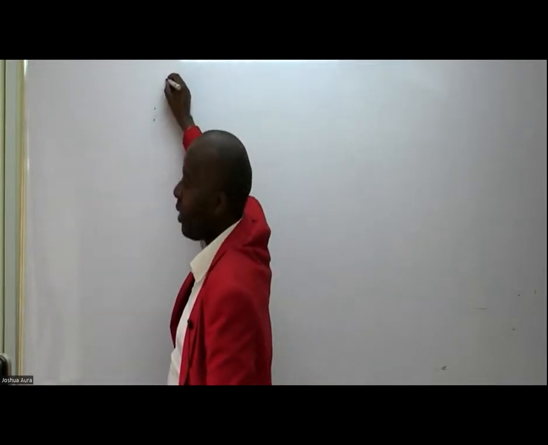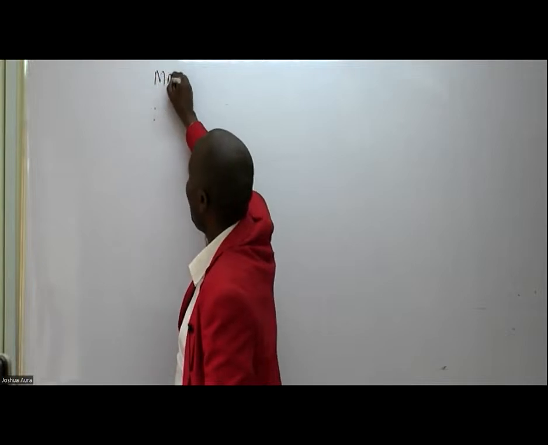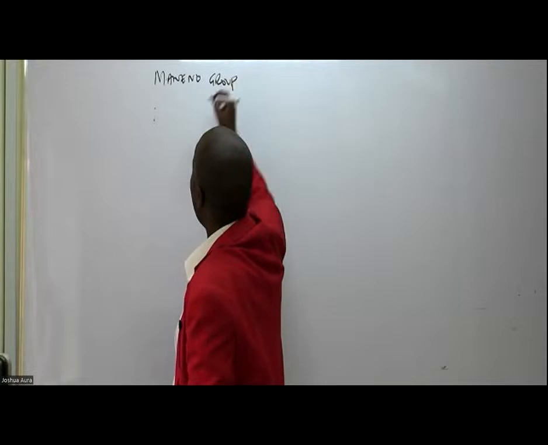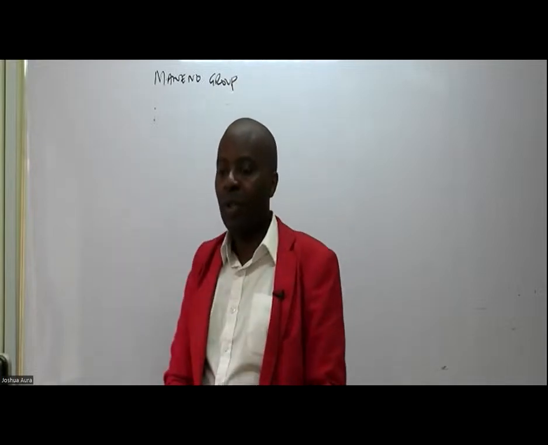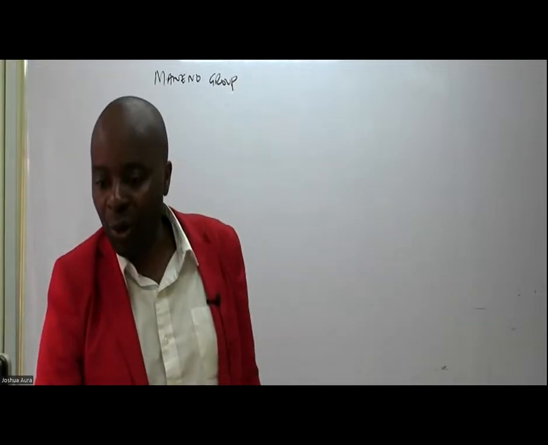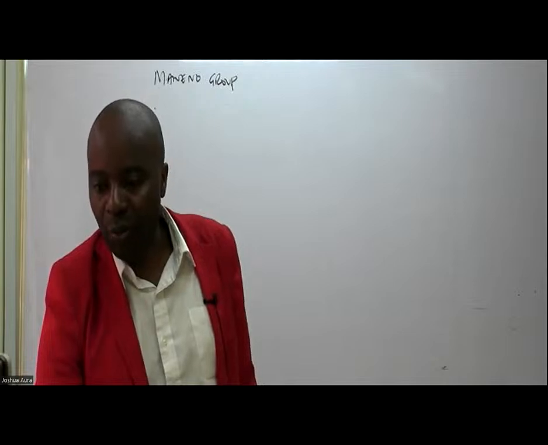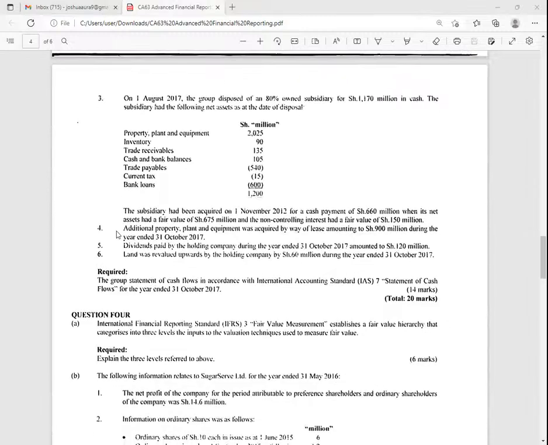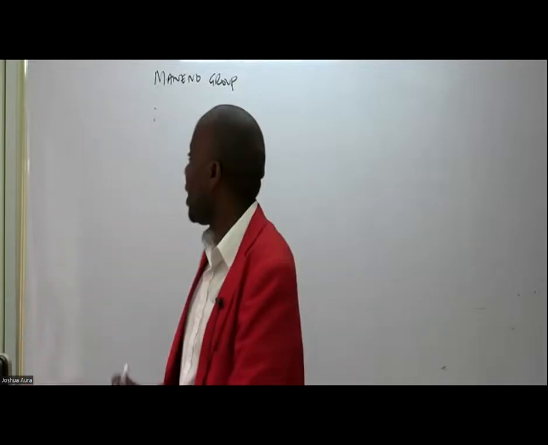So we have here Maneno Group. What do we want to do with Maneno Group? They want us to give them the group statement of cash flows for the year ended 31st October 2017. Group statement of cash flows.